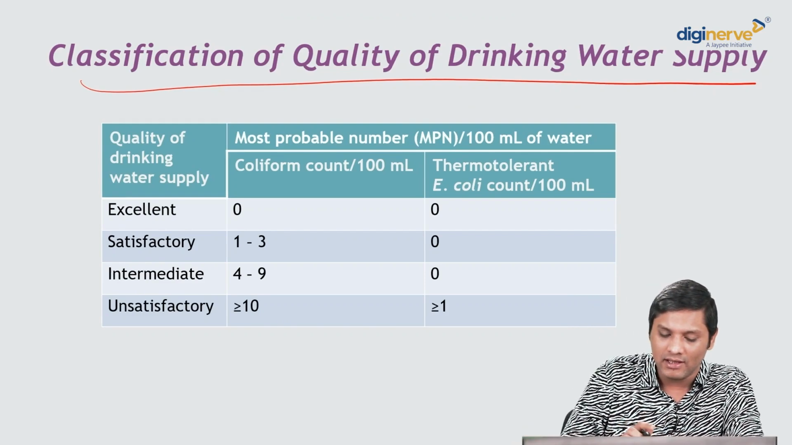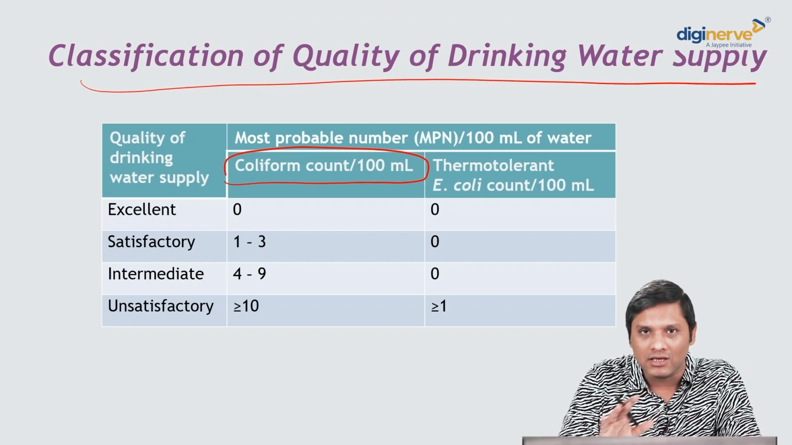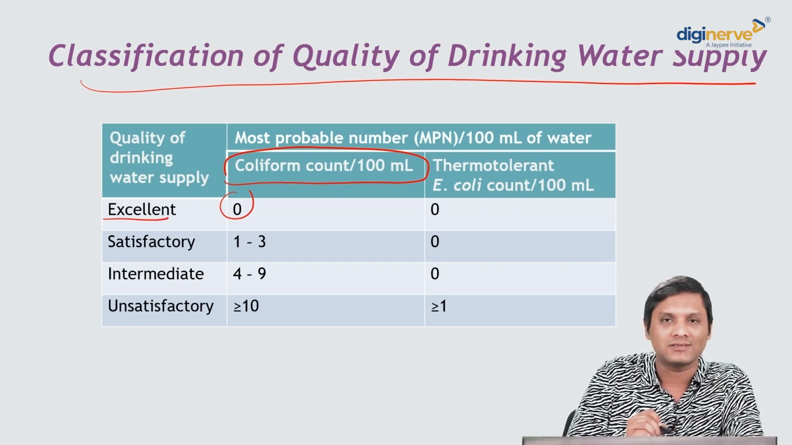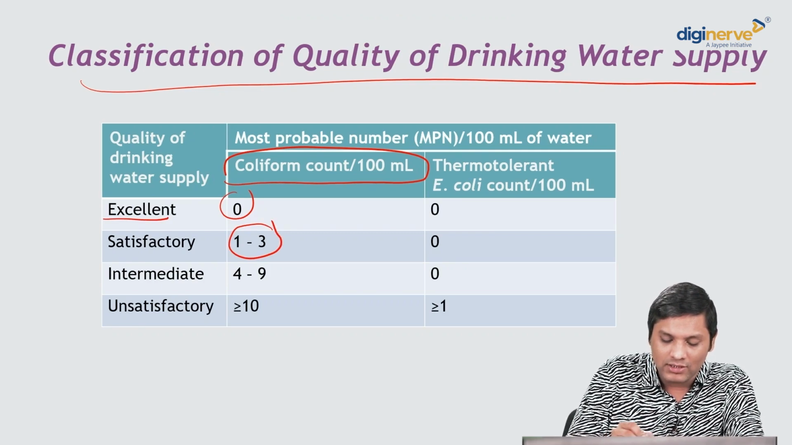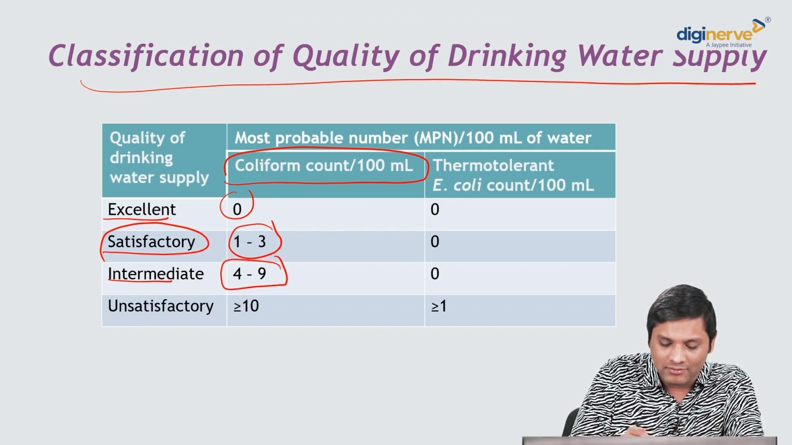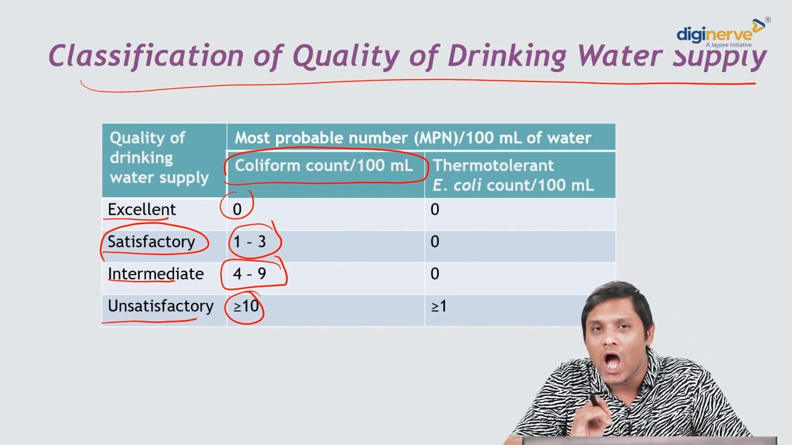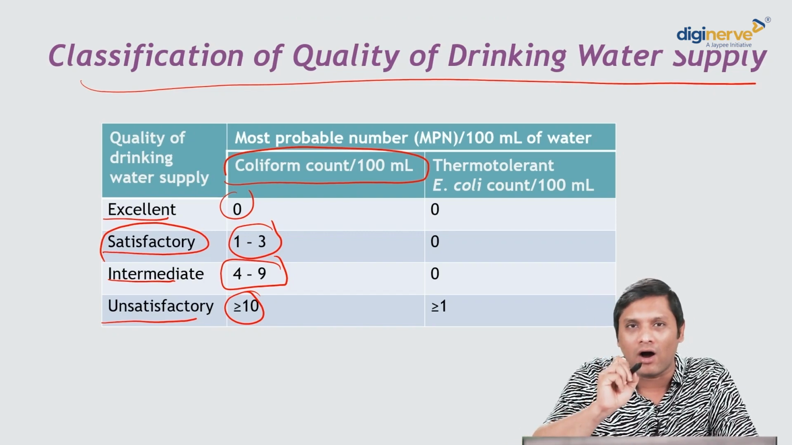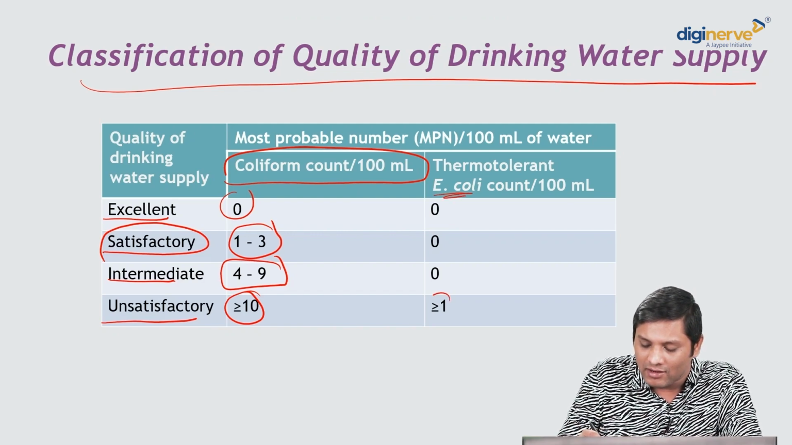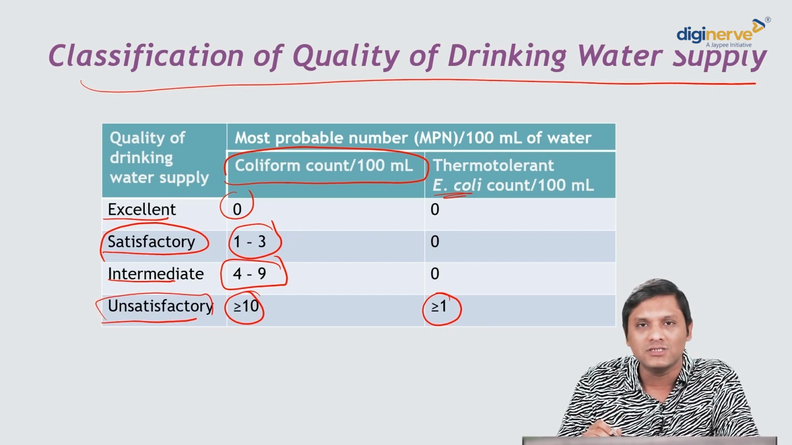So you can see here, if you have a coliform count other than E. coli, if the count is 0, it is taken as excellent. A count of 1 to 3 is satisfactory. A count of 4 to 9 is intermediate, and more than 10 means the water is said to be unsatisfactory. However, if the organism present in the water is a thermotolerant E. coli, then even a count of 1 per 100 ml is called unsatisfactory.